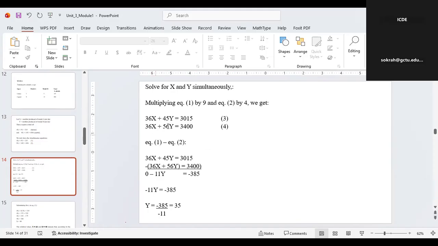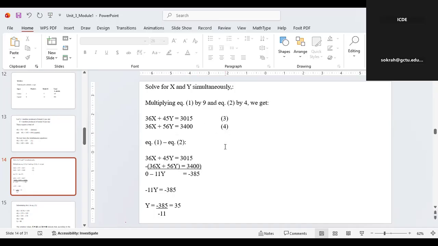Mostly, because you people don't like dealing with the negatives, when you are subtracting, you look at the highest one and subtract the smallest from the highest one. That's what you always do. The values in equation 4 are greater than the values in equation 3, so you subtract equation 3 from equation 4. That will be equation 4 minus equation 3.